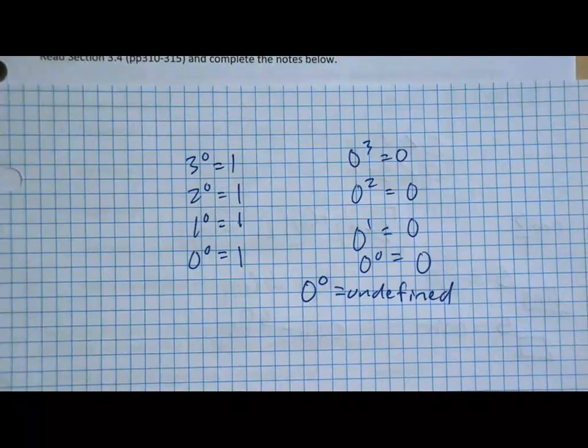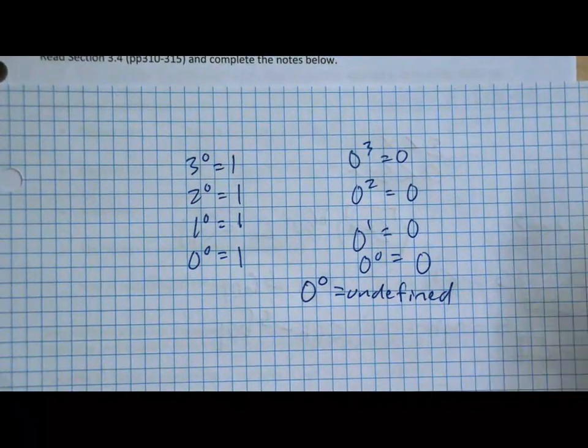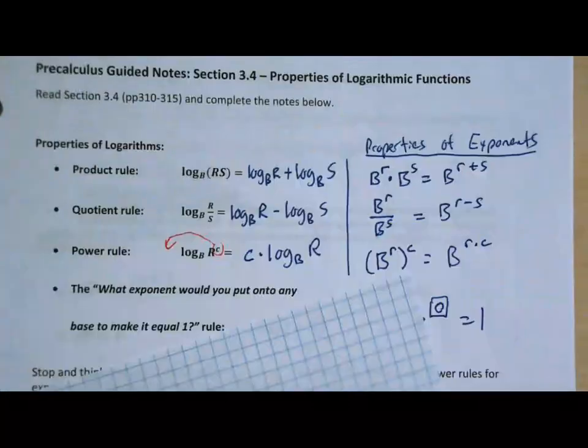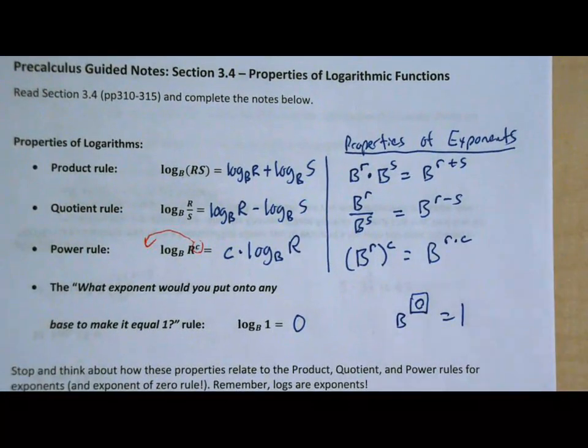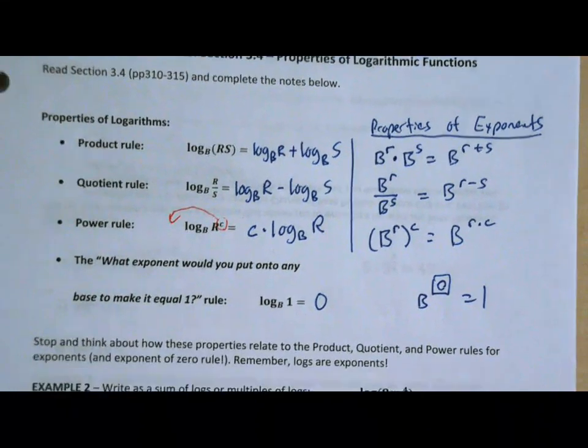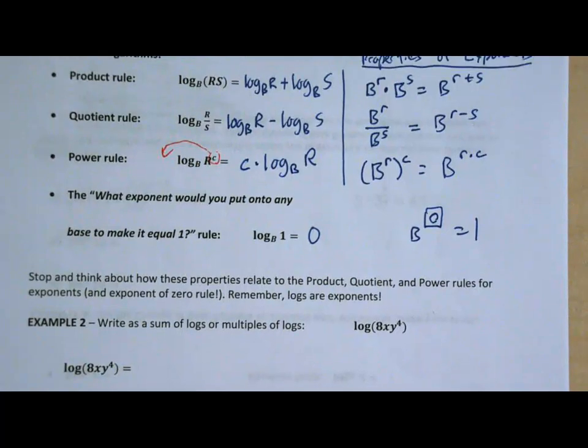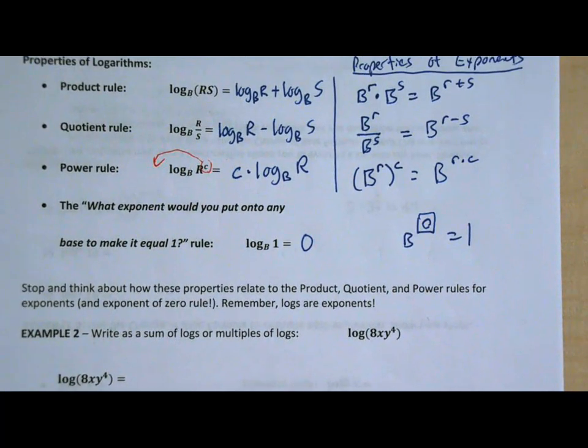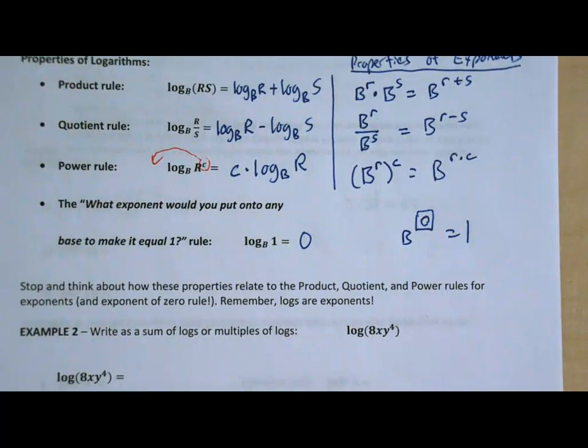All right, so 0 to the 0th, that's the one thing you can't put an exponent on 0 to make it a 1. Or maybe you can, we're just not sure. So we say it doesn't exist. All right. It says stop and think about how they're related to rules for exponents. We did that. We totally did that.